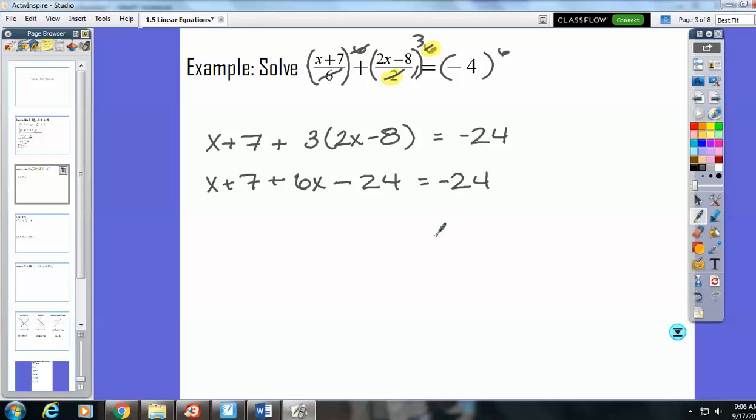Alright. Now, do you feel better about this one? Yeah, it should be pretty simple from here. Combining like terms, if they're on the same side, you just add them together. So we have a 7x. 7 minus 24.